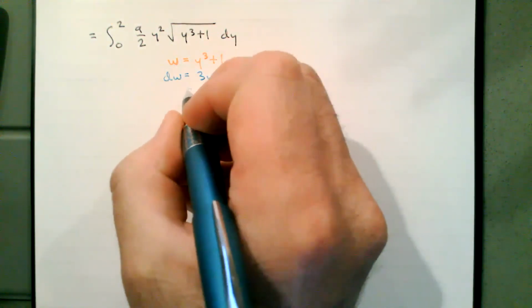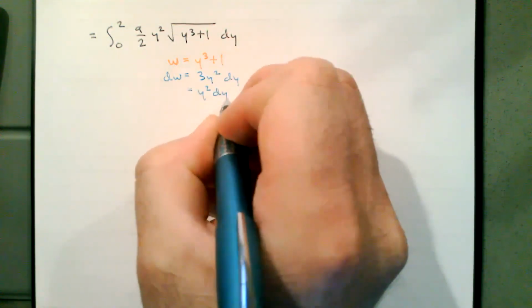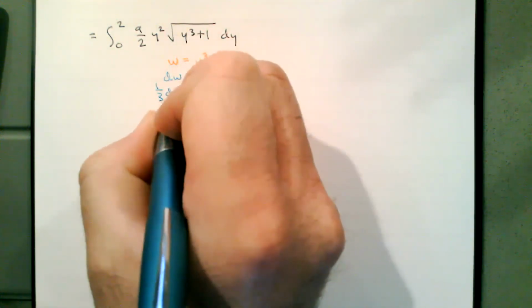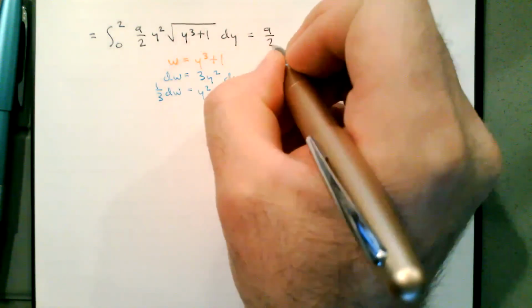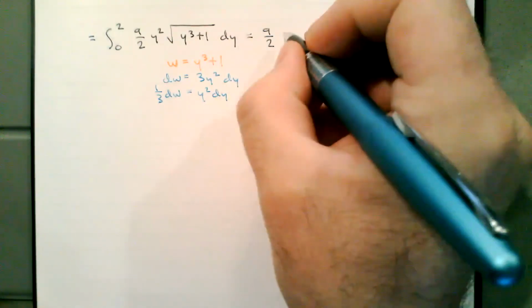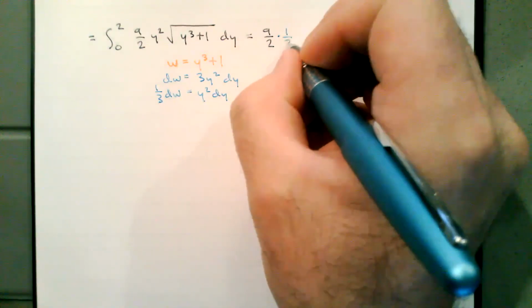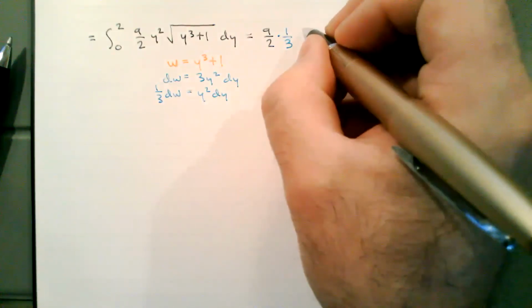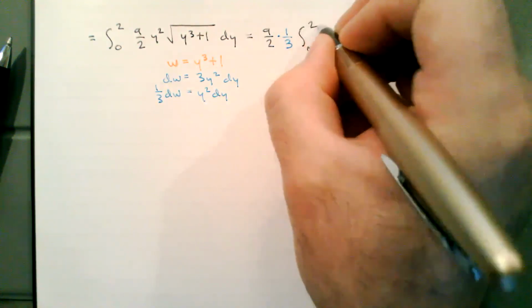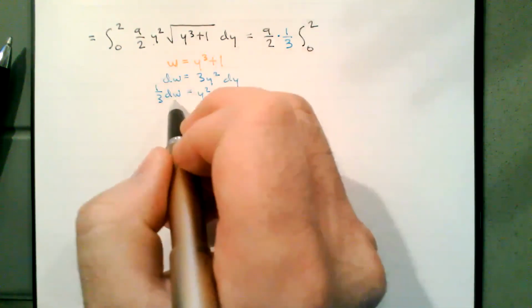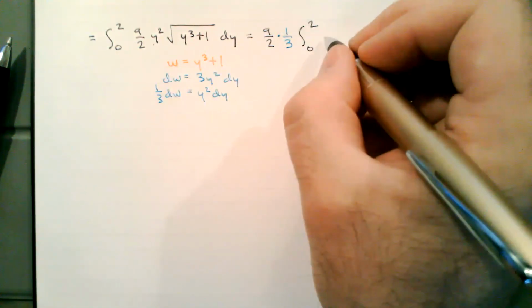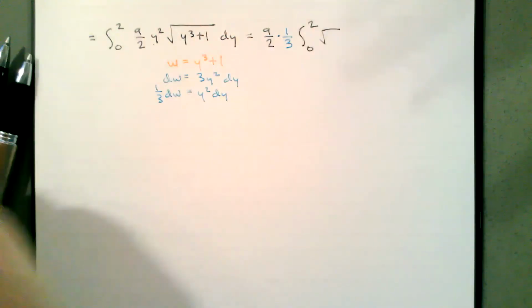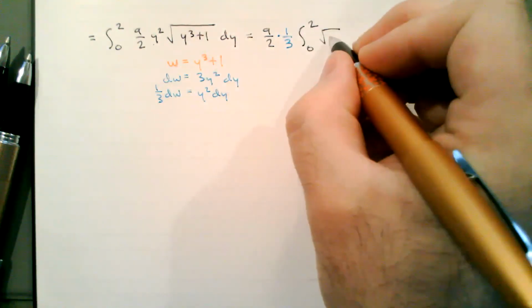So the y squared dy will all be 1/3 dw. So the parts that we have: I'm going to pull out the 9/2. I'm going to factor out the 1/3 because this is all constant stuff. We're still integrating y from 0 to 2. Y squared dy is all going to be 1/3 dw. The y cubed plus 1 is going to be w. So we're just integrating the square root of w dw.